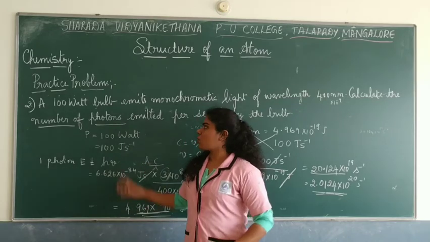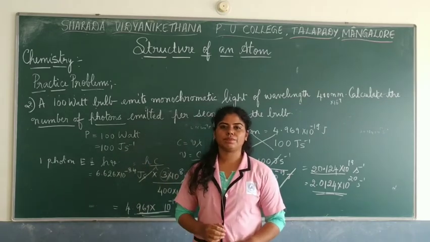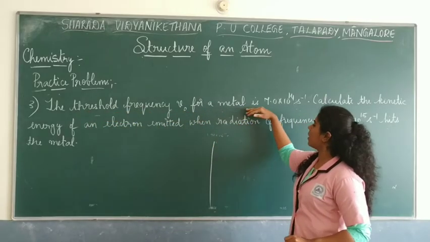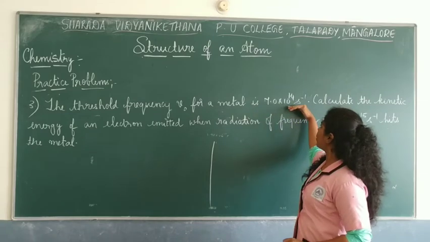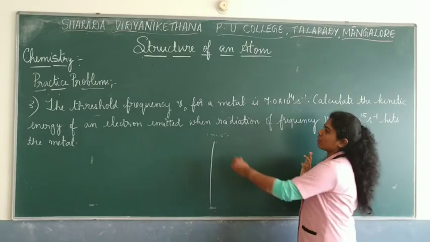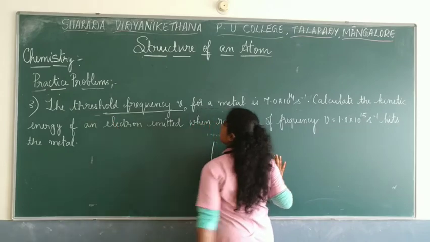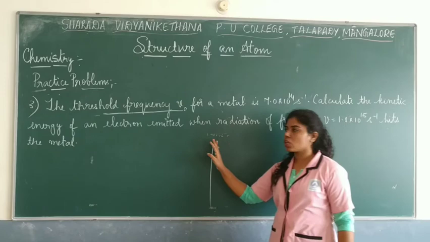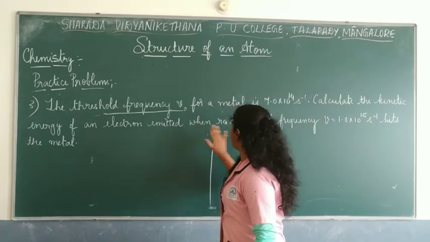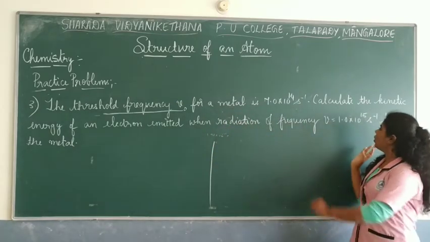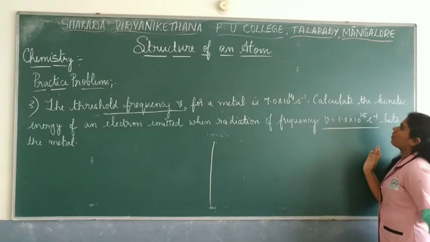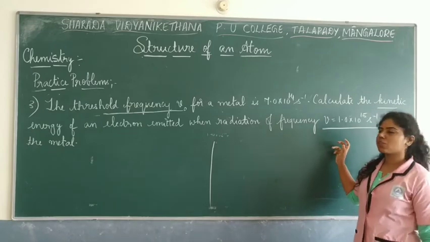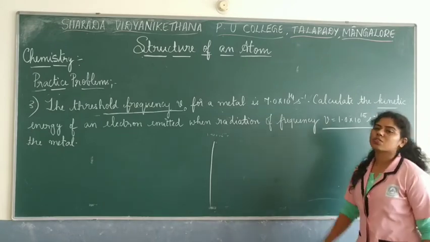Let us solve one last problem for today. The threshold frequency nu naught for a metal is 7 into 10 to the power 14 second inverse. So the threshold frequency is given to us. Calculate the kinetic energy of an electron emitted when radiation of frequency nu falls on or hits the metal. So nu is given. What we have to calculate is the kinetic energy of the electron emitted.